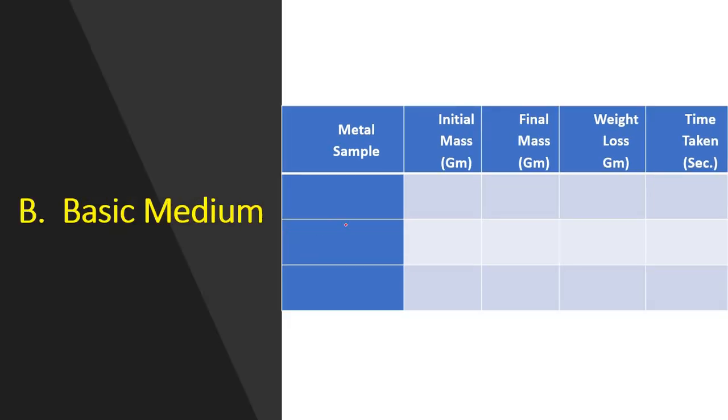Then we will see the basic medium. In basic medium, the rate of corrosion is slower. Therefore, for again an iron sample, suppose the initial mass of that iron is 3.7 gram, then the final mass after corrosion is 3.4 gram. The time taken for this is again the same, that is 600 seconds. Then what is the loss in weight? Suppose the loss in weight is 0.3 gram.